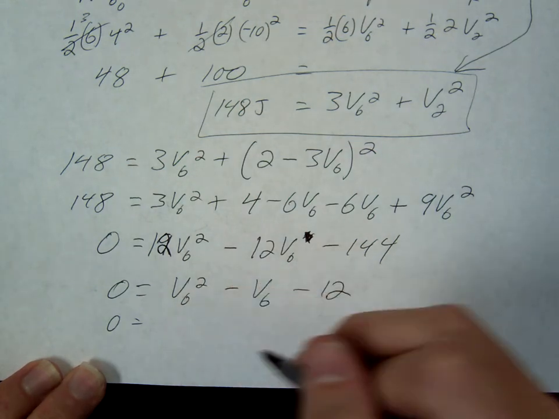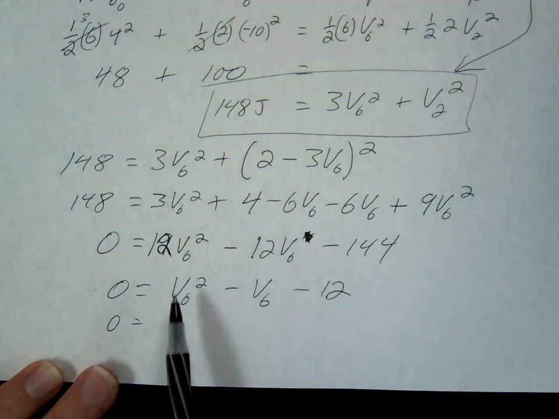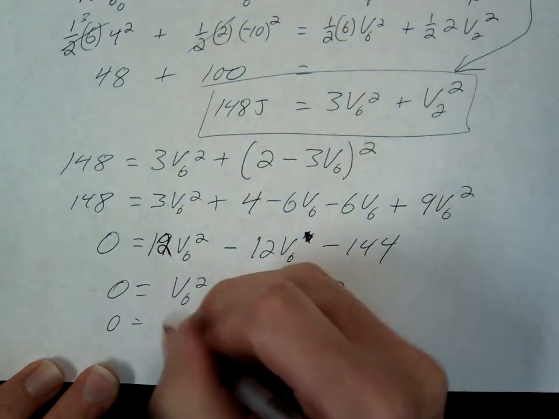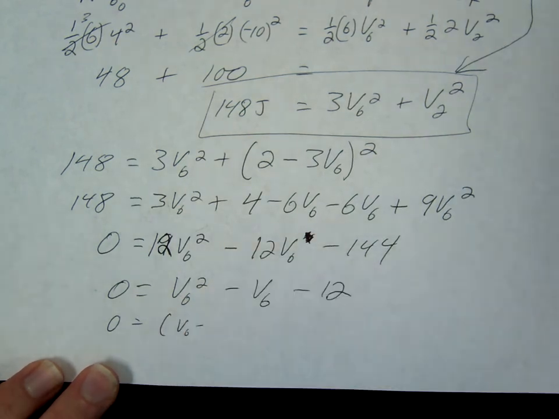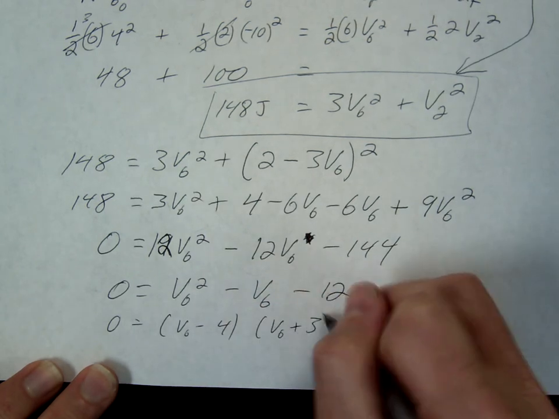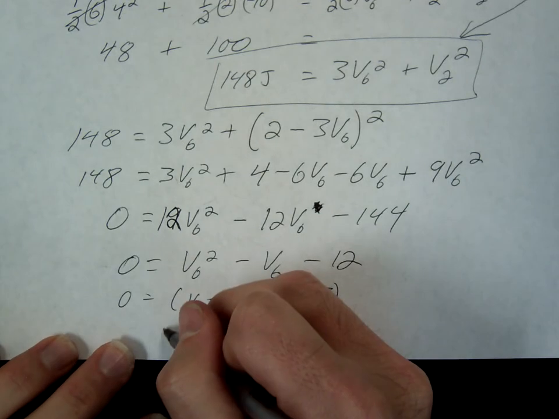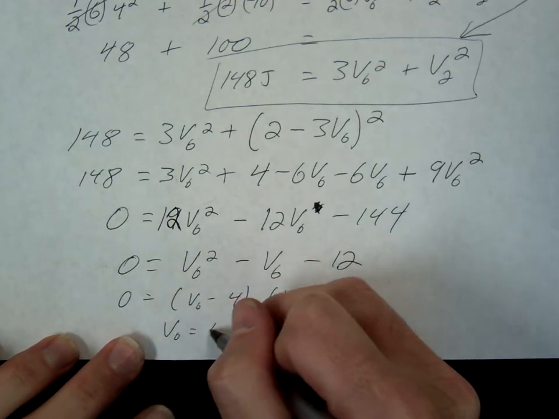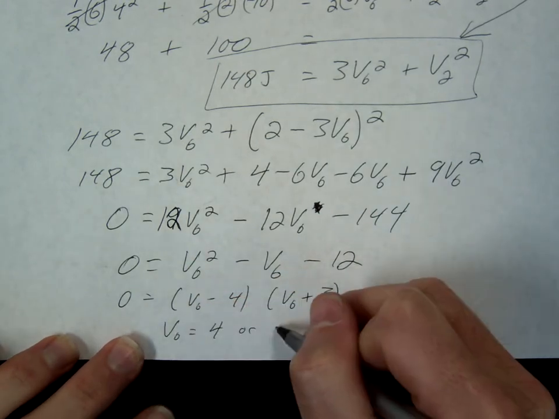You do get two answers, yeah. So if it wasn't so nice, you would have to use your quadratic. You would get two answers. This is what? v6 minus 4, v6 plus 3. So v6, what are the two answers? 4 or negative 3.